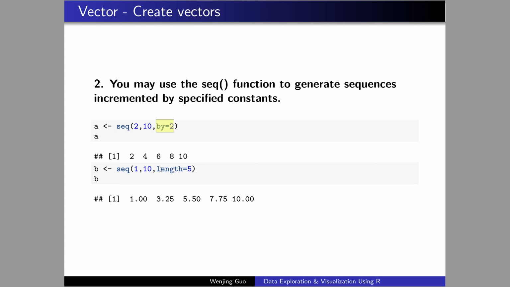Sometimes we would like to create a sequence with a specific length. For example, we would like to create a vector with a length of 5. We can use this R command. The first and the second input of the seq function are still the starting value and the end value of the sequence. The difference is here. Instead of using the by argument, we specify length equals 5.